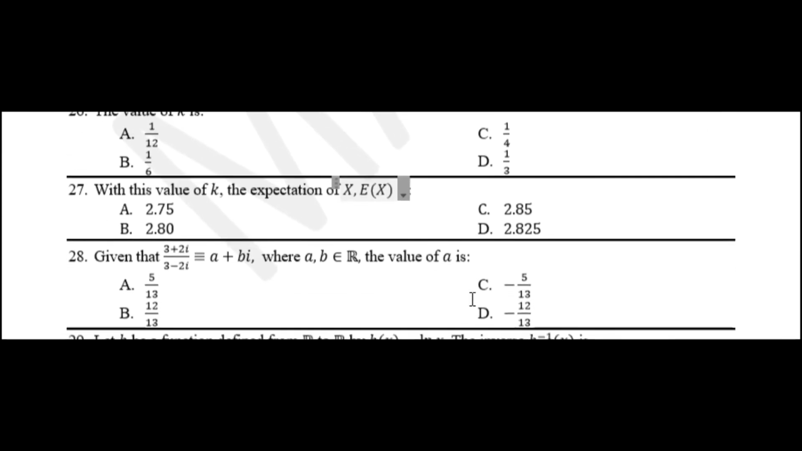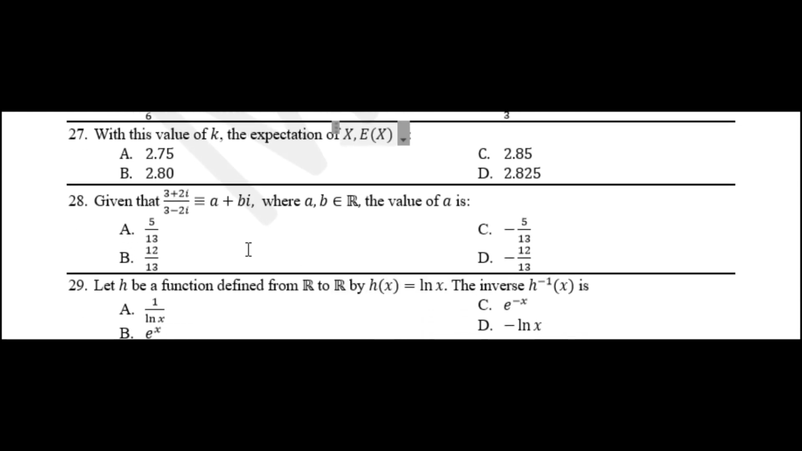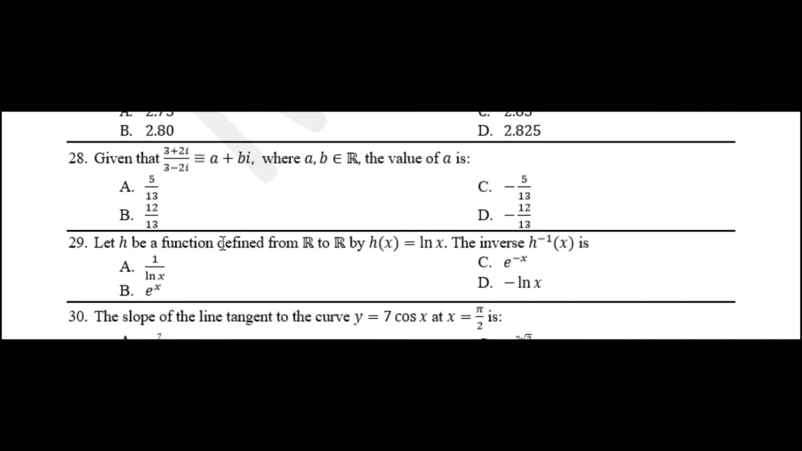Alright, number 28 now. Express the complex number in the form a plus bi, where a and b are real numbers. We need to look for the value of a, which is the real part of the complex number. All we need to do is rationalize: multiply top and bottom by the conjugate of the denominator, which is 3 plus 2i. The conjugate of a complex number is got by changing the sign in front of the imaginary part.